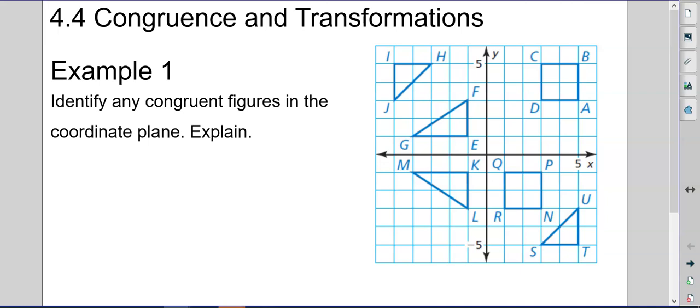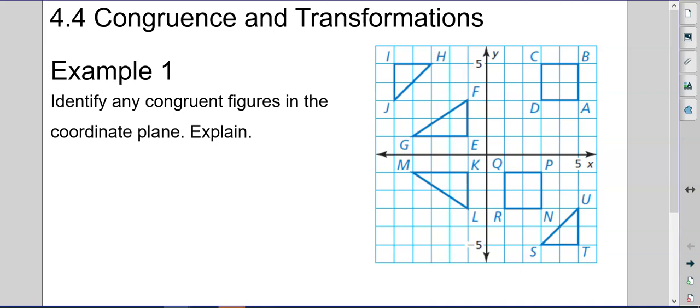All right, congruence and transformations. Let's identify any congruent figures in this coordinate plane. Let's start off with the squares. As you can tell, the squares are 4 square units, okay? QPNR and ABCD. They are both 4 square units. So you know they're congruent.